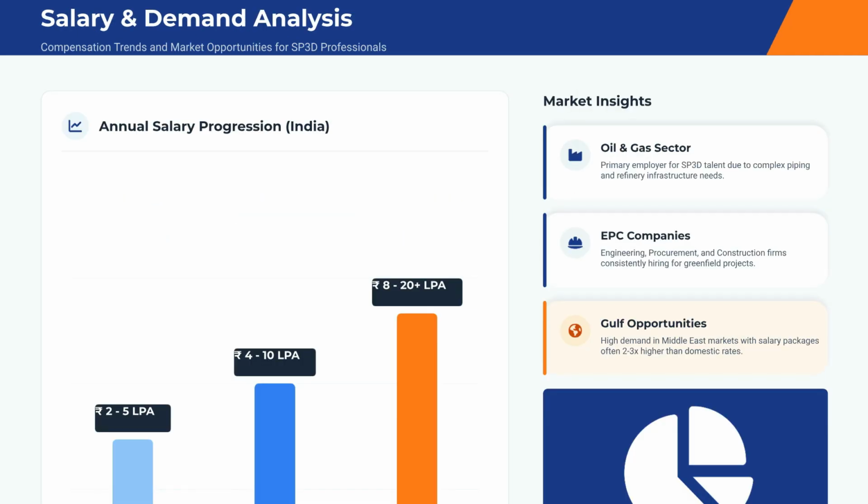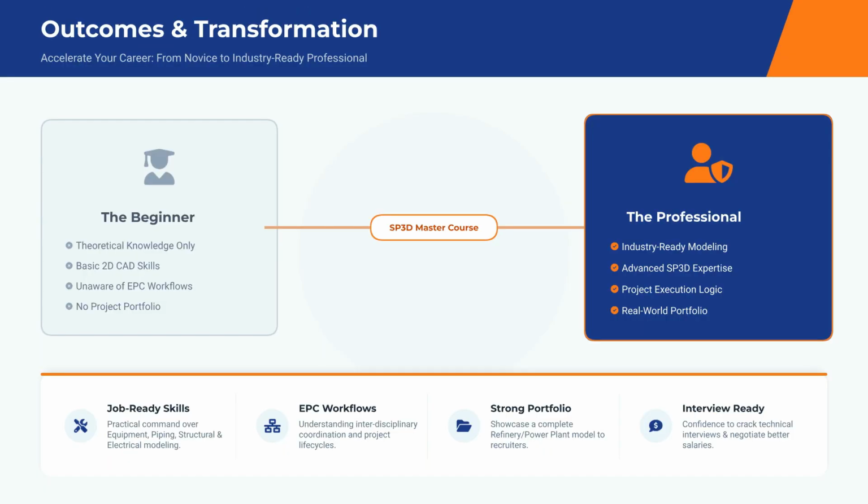The course offers valuable market insights, including significant salary progression in India and higher compensation in Gulf markets. High demand exists for skilled SP3D designers in the oil and gas and EPC sectors. Accelerate your career transformation from a beginner to an industry-ready professional. The SP3D Master Course provides job-ready skills, EPC workflow understanding, a strong portfolio, and interview confidence.